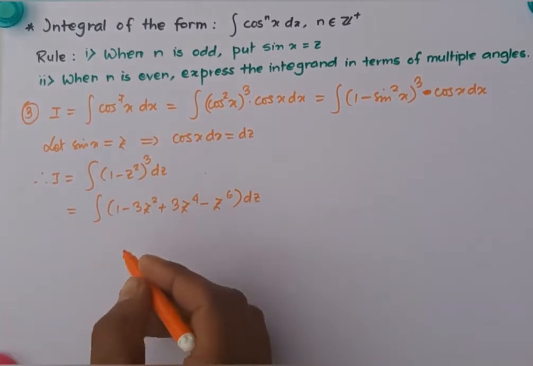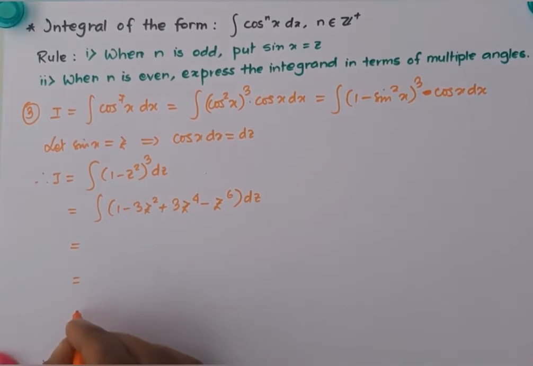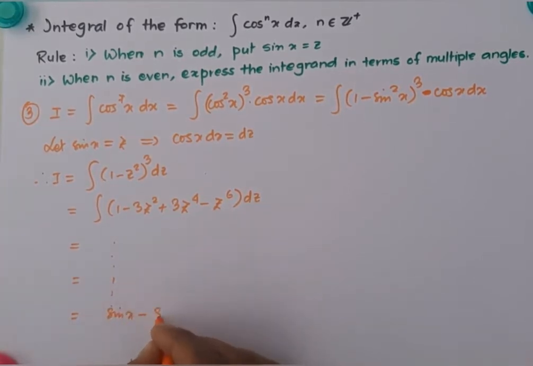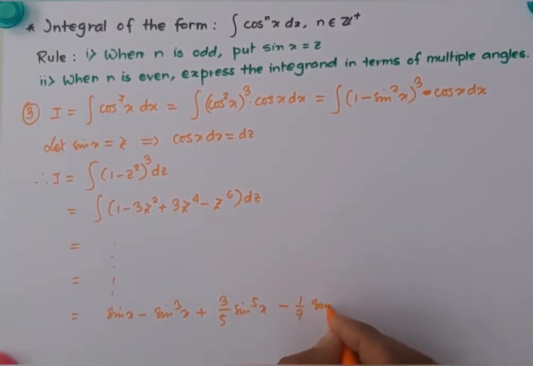After that, do the integration. So ultimately your answer, you have to do some intermediate steps here. Ultimately your answer turns out to be sin x minus sin cube x plus 3 by 5 sin to the power 5x minus 1 by 7 sin to the power 7x, with a constant of integration. So you may pause the video and note it down.